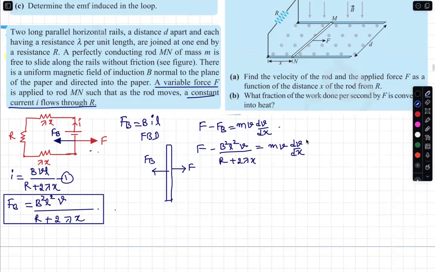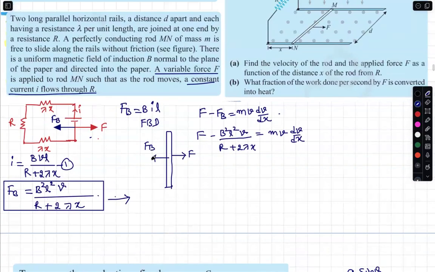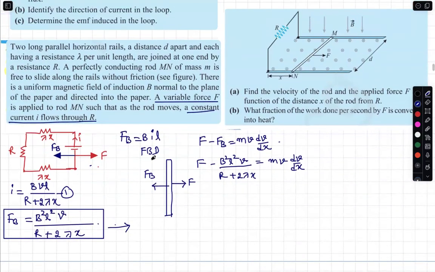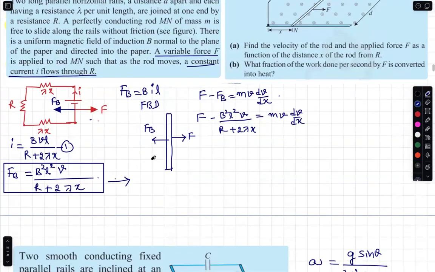Perfectly conducting rod, fortunately. There is a uniform field. Find the velocity of the rod and the applied force F as a function of the distance x. Now you said one point here, FB is a constant. See, what is the previous FB? Initially, is there any velocity? Is there any initial velocity? Why I am asking is, you said a constant current I passes through.